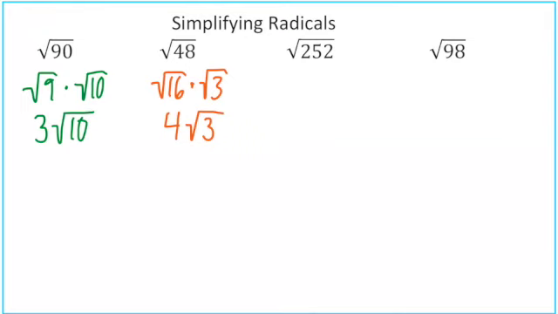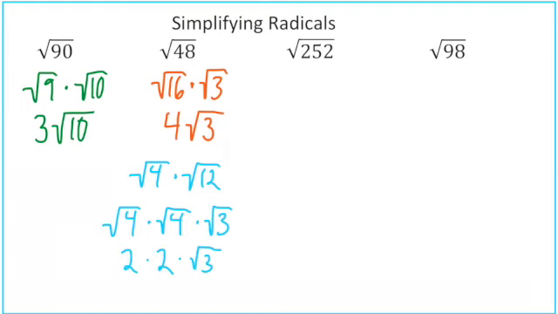Now it's also possible that you looked at radical 48 and you decided to take out radical 4. Then you would have radical 4 times radical 12. But you're not done simplifying. You would have to recognize that radical 12 has another perfect square in it, a 4. So the radical 12 would have to be simplified to radical 4 times radical 3. Then your radical 4s become 2's, and then you simplify to 4 radical 3.